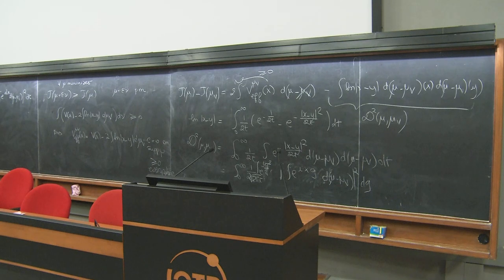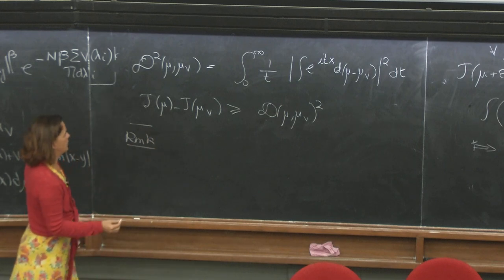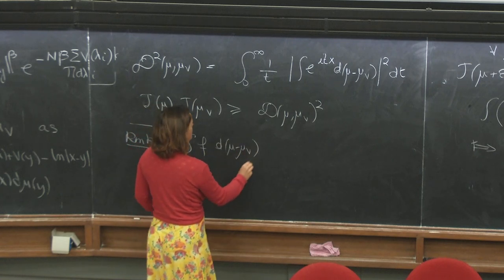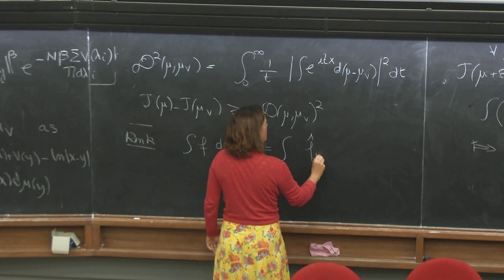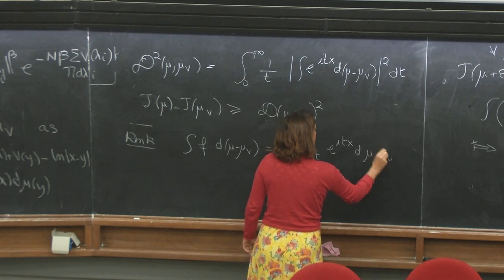So what we proved is that g of mu minus g of mu v is greater than this distance square. And why do I call it a distance? Well, you see that if this is 0, these terms have to be 0, and so your measure here has to be 0. And actually, if you want to compare this with the weak topology, something that we often do is go to Fourier. So if f is in L1, what you get is the integral of f t exponential I t x d mu minus mu v.